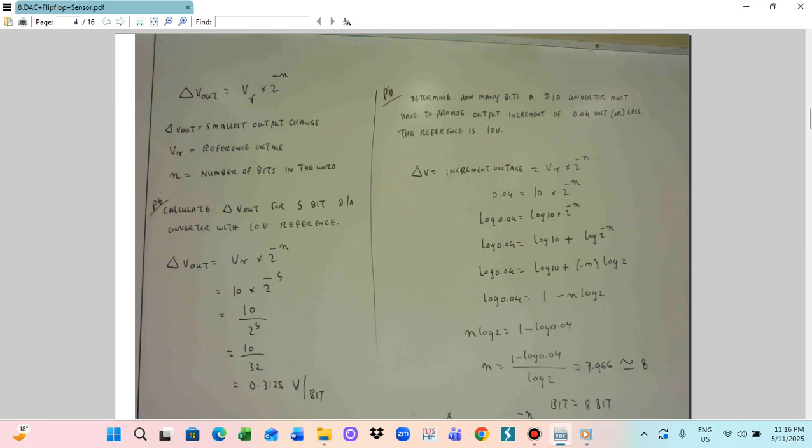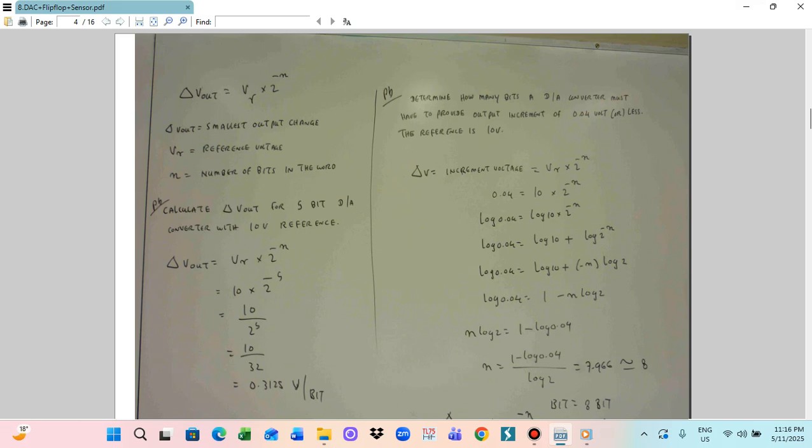And n is the number of bits in the word. So this is the equation: delta V out is equal to VR multiplied by 2 power minus n. Delta V out is the smallest output change, VR is the reference voltage, and n is the number of bits in the word.